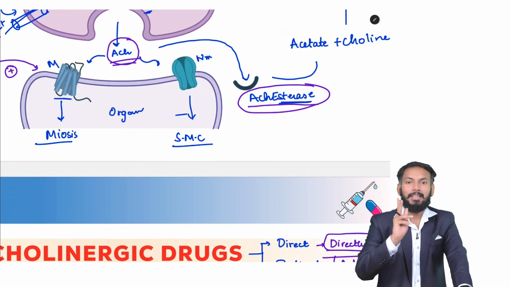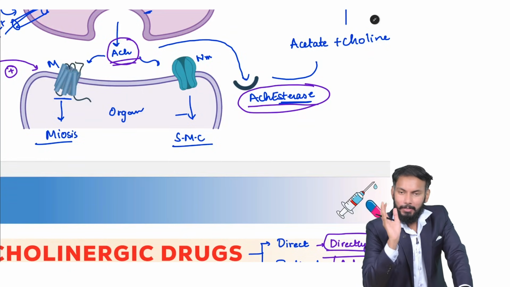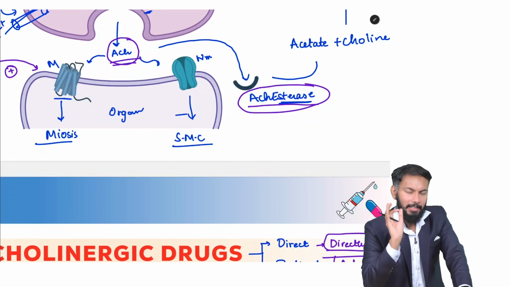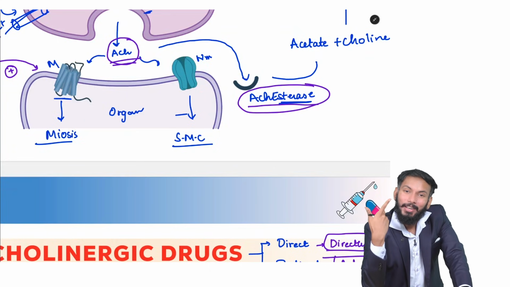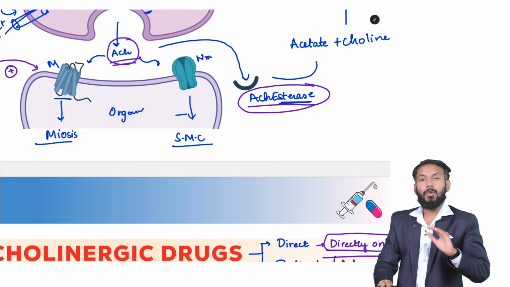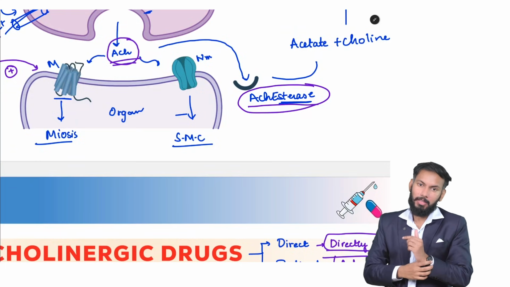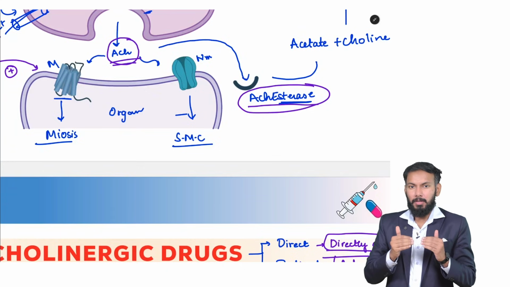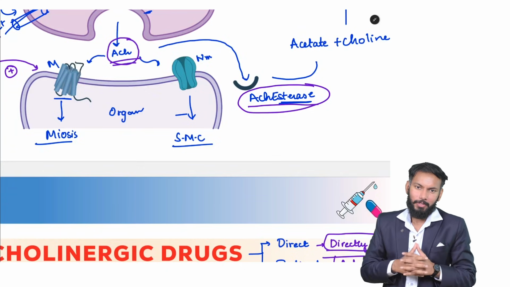So these are the classes of drugs. What are they? Direct acting, indirect acting. Direct acting means acting directly on receptor. Indirect acting means they act on the neurotransmitter. That's it. So these are the concepts I want you to be comfortable with in pharma. If you understood this much, the rest is going to be a cakewalk for you.